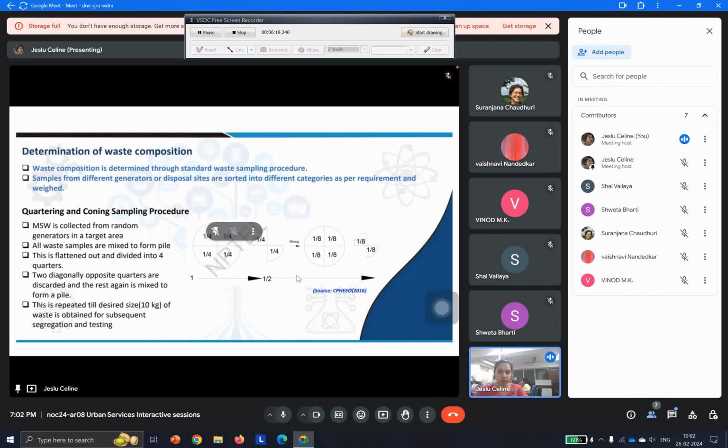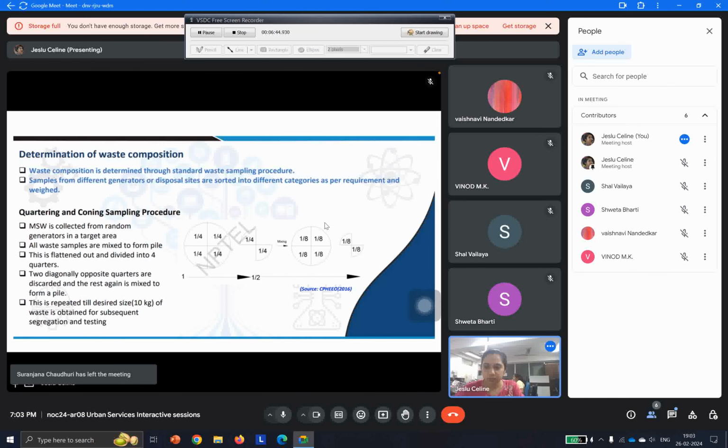So this 1/8 was to say that it becomes 1/4, then you reduce it to 1/8, then it becomes 1 by 16. So it just keeps going until you have around 10 kg. So the desired size is 10 kg, but it's not a hard and fast rule that it has to be 10 kg; something around 10 kg would be a good sample size. Was this a doubt or am I getting this wrong? Suranjana? Okay, so I guess there's some network issue. Fine. So we'll come back when she's back, maybe she can ask.